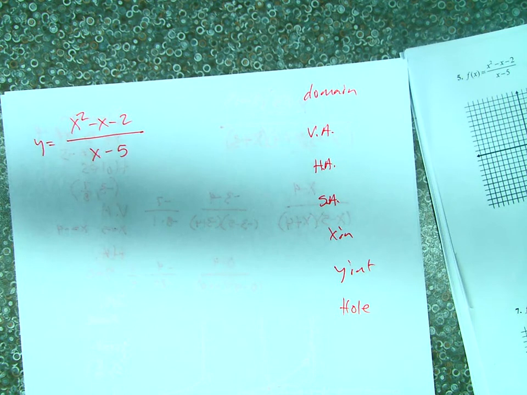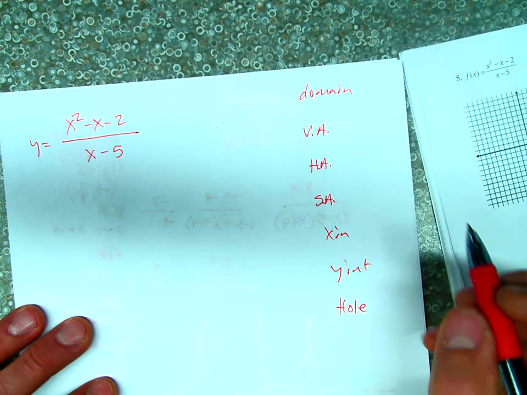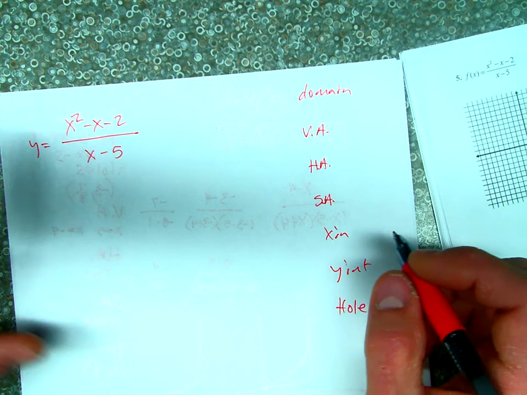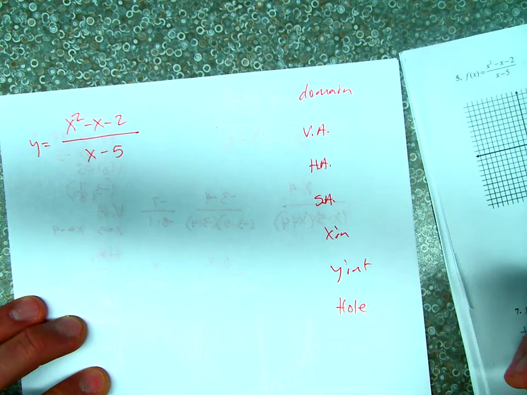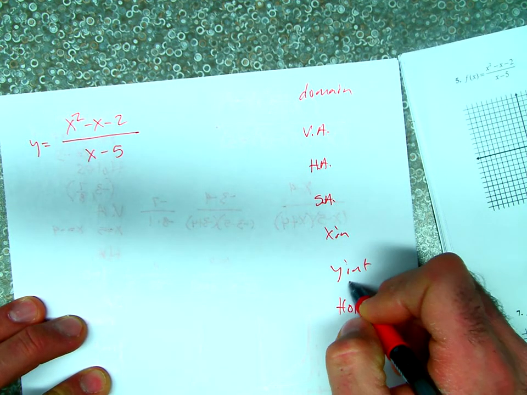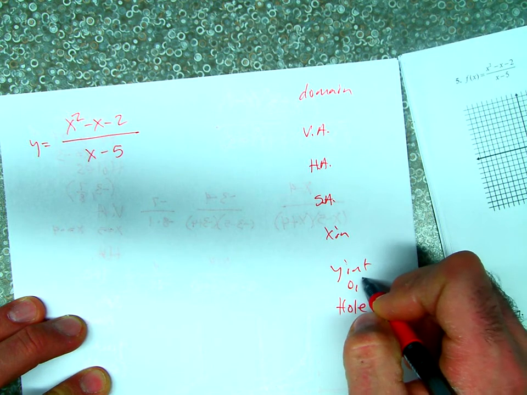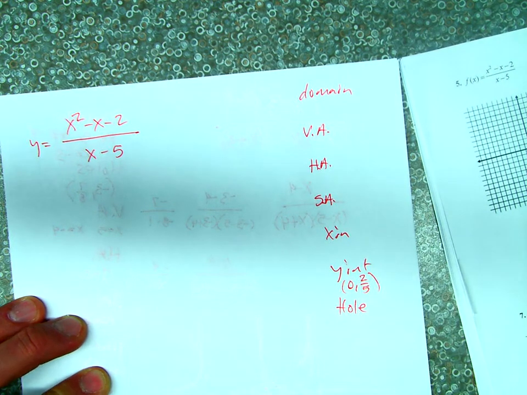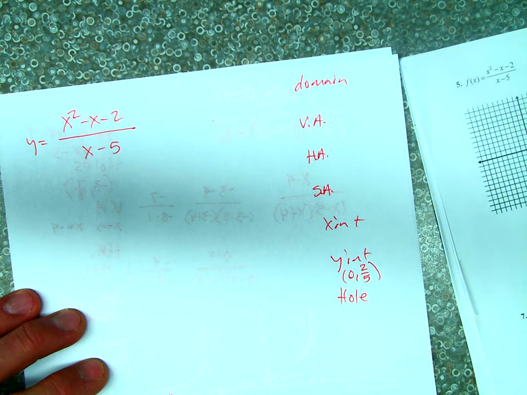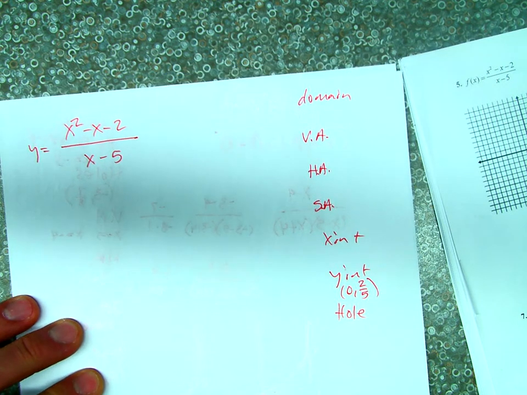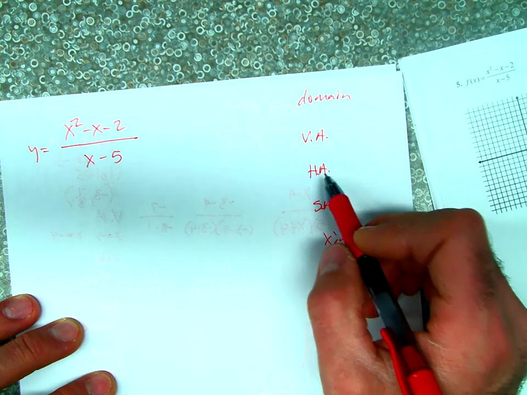Okay, what's our y-intercept? Make all the x's 0, makes them go away, so we get a y-intercept of 2. So the x value is 0, y value is 2. Okay. What case is this? Slant. So we have a slant asymptote, we don't have a horizontal asymptote.